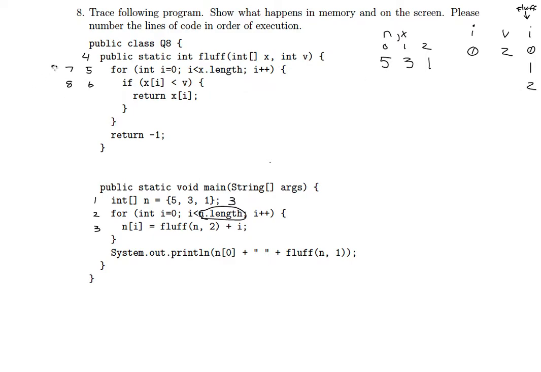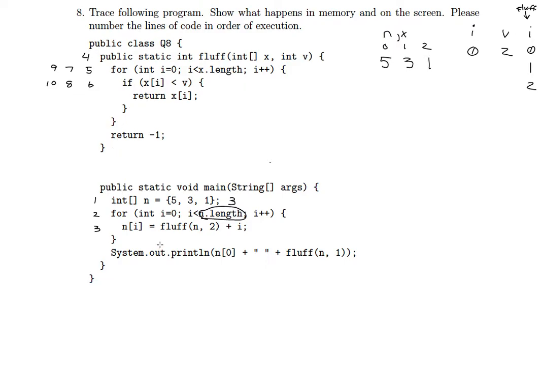Back here at step 9, I'm doing a test again to see if I'm still in bounds. 2 is less than 3, so I'm allowed to go down to here to step 10. And then now I'm testing x sub 2, which is a 1. 1 is less than 2, so I will return x sub i. So I'll return that x sub 2. So I'm returning a 1 here.